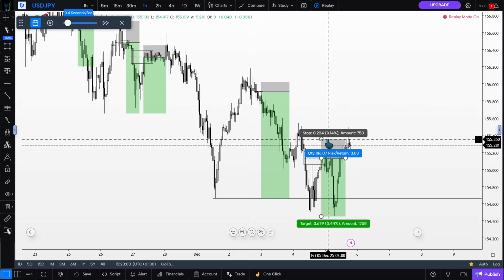So this is just to show you guys how to use the internal range liquidity and external range liquidity. That is, you're combining market structure alongside fair value gaps.